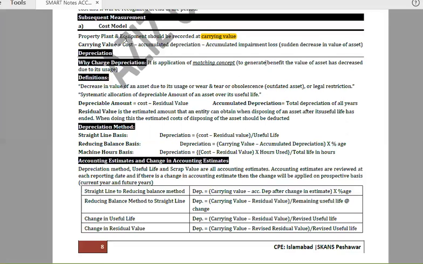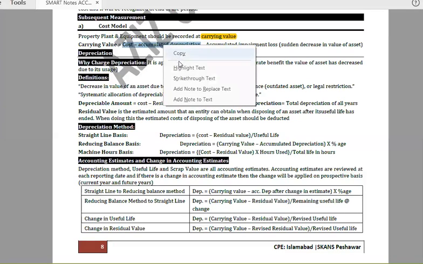So how to calculate the carrying value? Students, we will record cost, we will deduct accumulated depreciation, and we will deduct accumulated impairment loss. So what is impairment loss? Sudden decrease in value of an asset. There is a separate standard on impairment losses, and we will cover this point later on in our syllabus. So for the time being, asset will be recorded at carrying value, and how to calculate the carrying value? Cost minus accumulated depreciation.